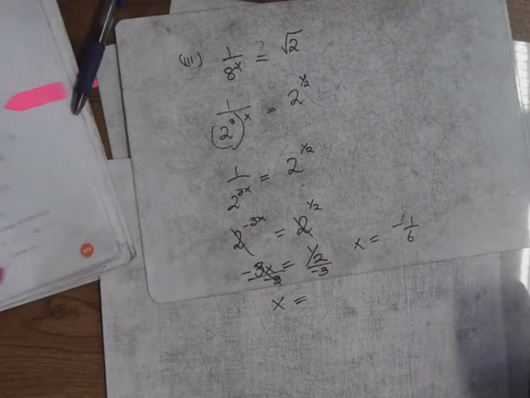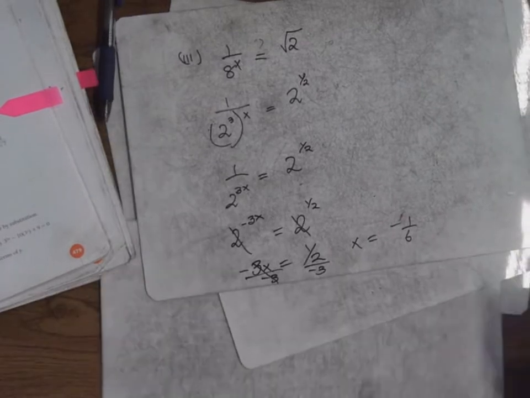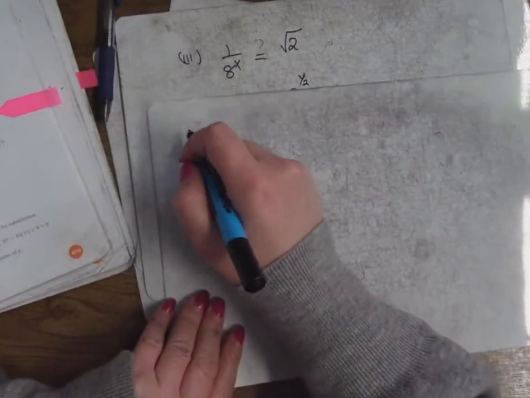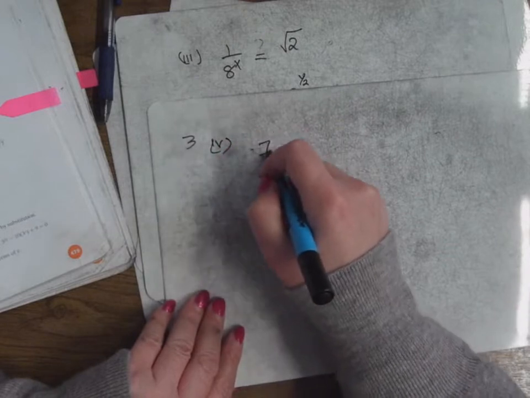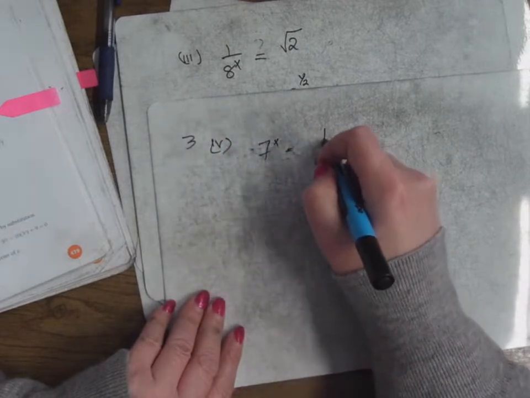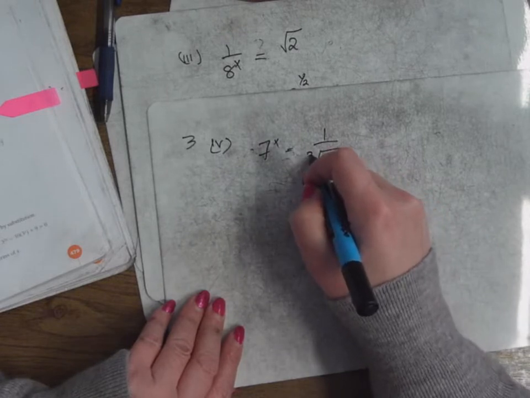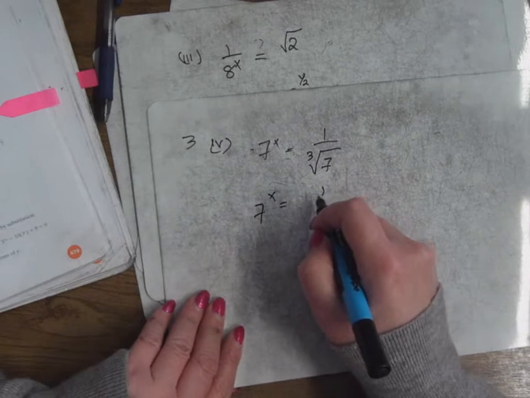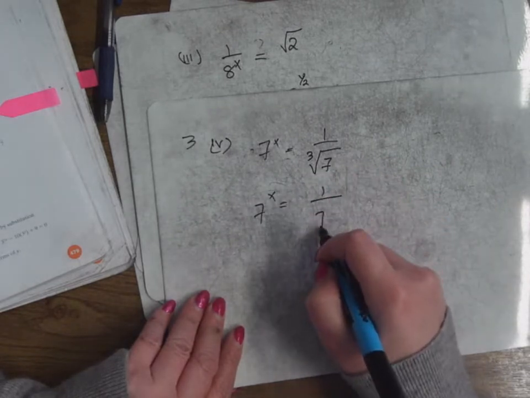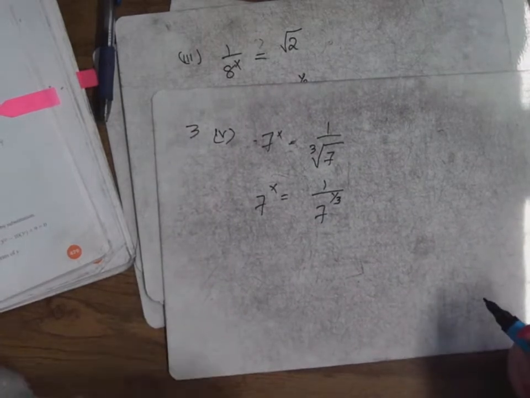Right, was there any other part of number 3? Number 4. Part 4, right, okay, so 3 part 4. Is 7 to the power of x equals 1 over the cubed root of 7. Okay, so that's 7 to the power of x is equal to 1 all over, the cubed root of 7 is 7 to the power of 1/3. Again, that's a fact you need to remember.